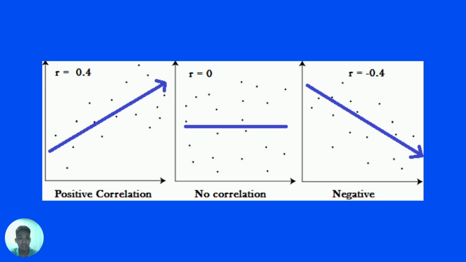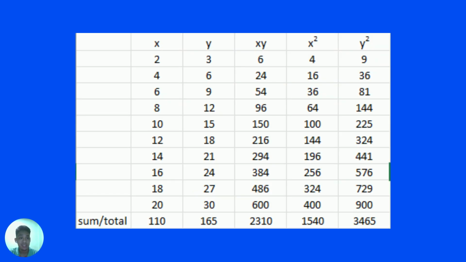We're just going to use the same problem that we used earlier with the linear regression. The only difference is that we have the y squared column. So we just square the y: 3 times 3 is 9, 6 times 6 is 36, 9 times 9 is 81, 12 times 12 is 144, and so on and so forth, up to the last value, which is 30 times 30 equals 900. And then we get the summation, which is equal to 3,464.